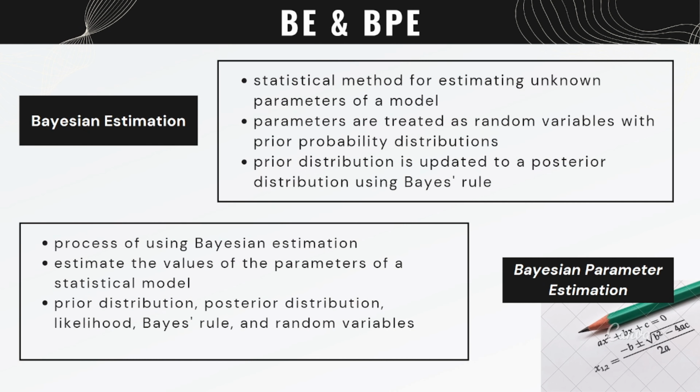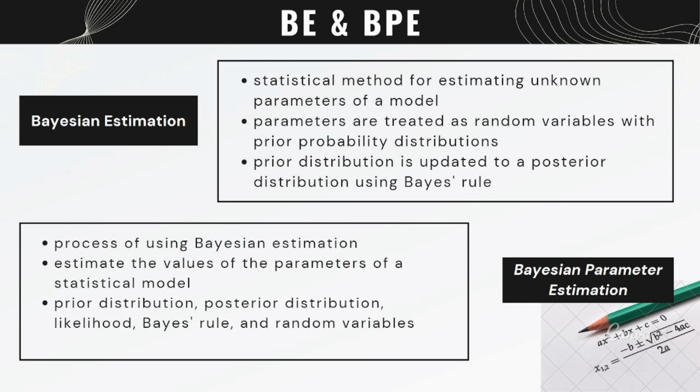Bayesian estimation is a statistical method for estimating unknown parameters of a model, where the parameters are treated as random variables with prior probability distributions. So after observing data, the prior distribution is updated to a posterior distribution using Bayes' rule, which combines the prior distribution with the likelihood of the data. This posterior distribution represents the updated belief about the parameters given the observed data.